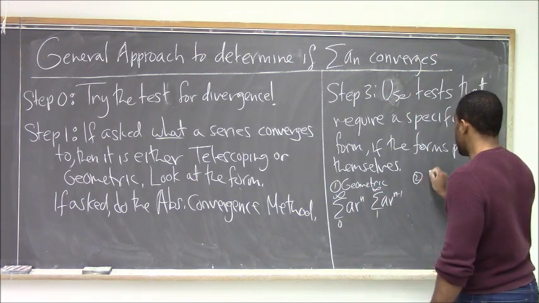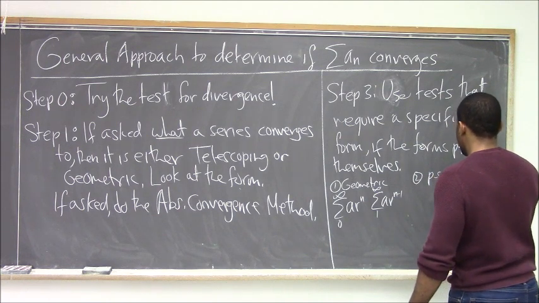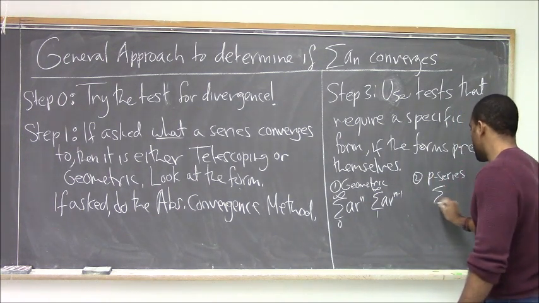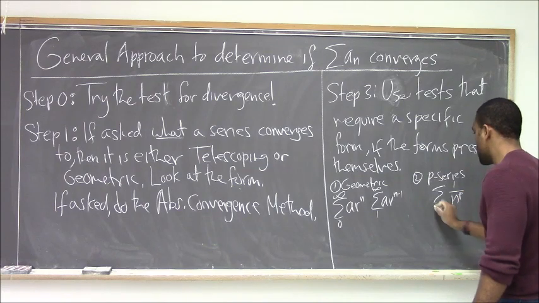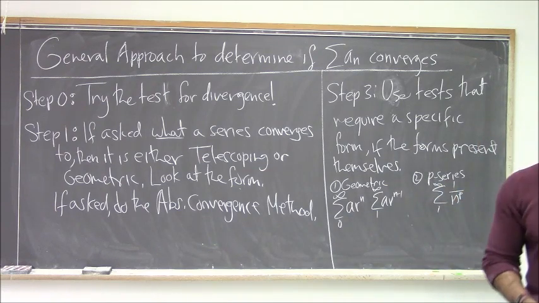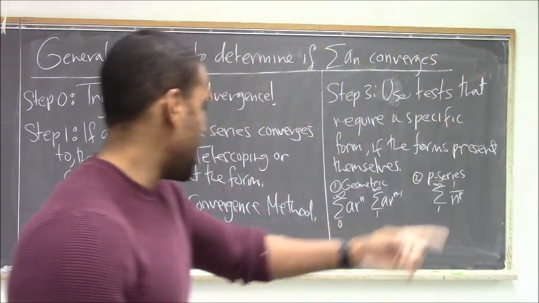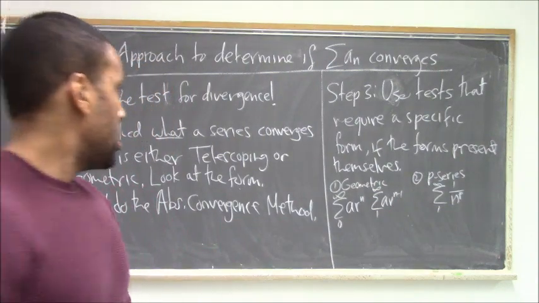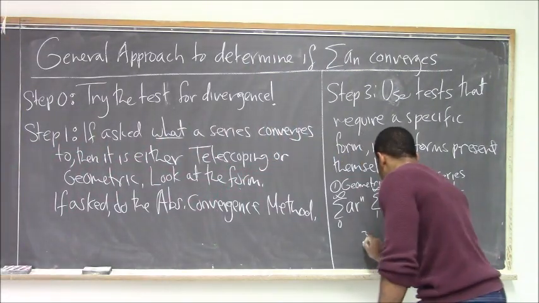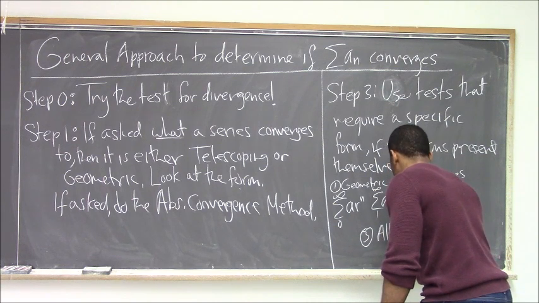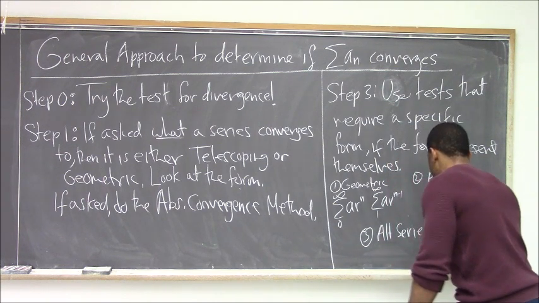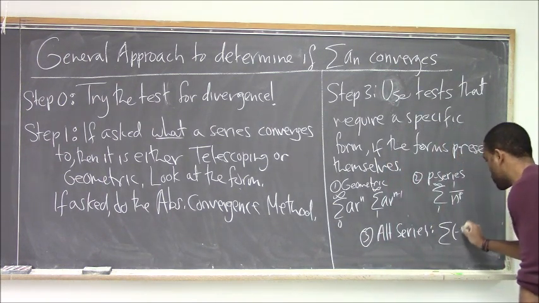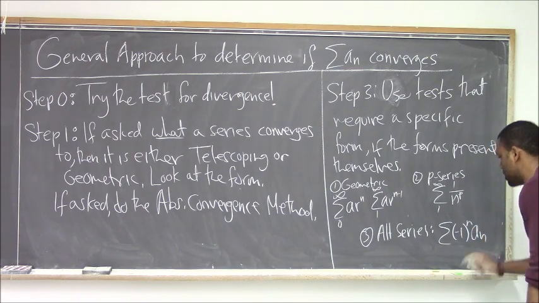Two is the P series. These guys also have a very specific form: 1 over n to the p, from 1 to infinity. Right? So you should be able to tell whether that converges pretty easily. The other one is the alternating series. So pretty much you see something like (-1)^n a_n. Right?